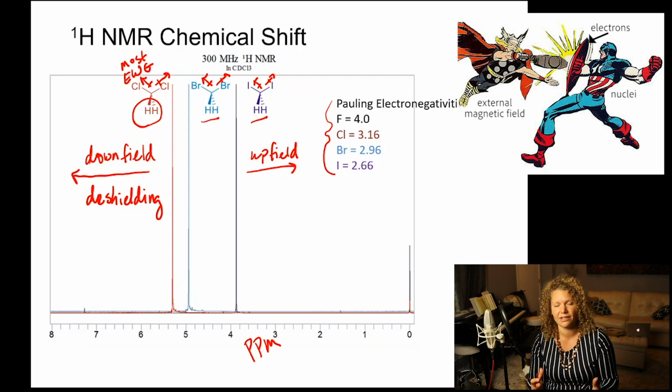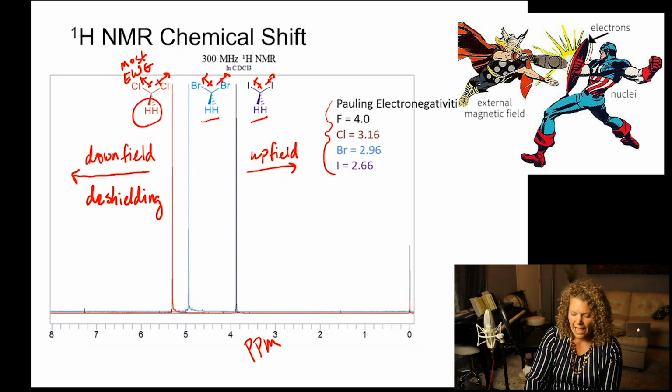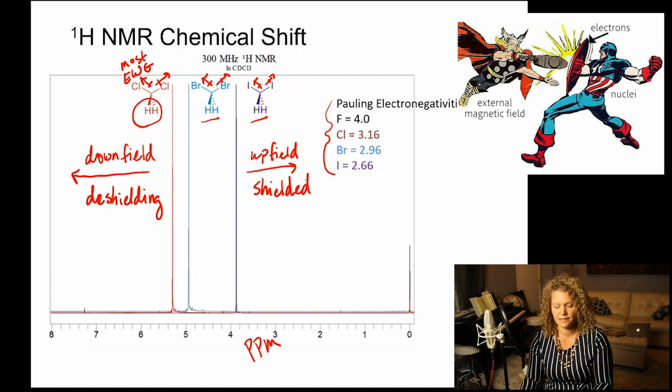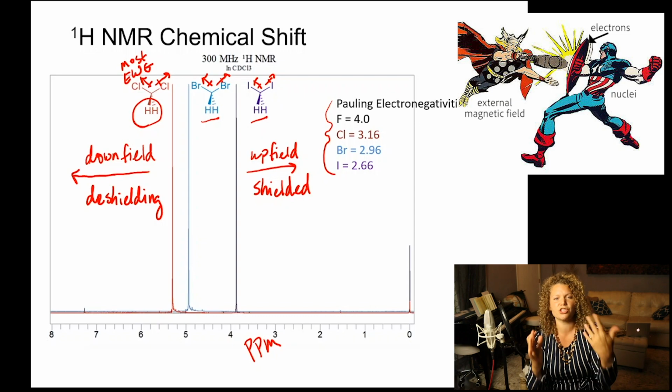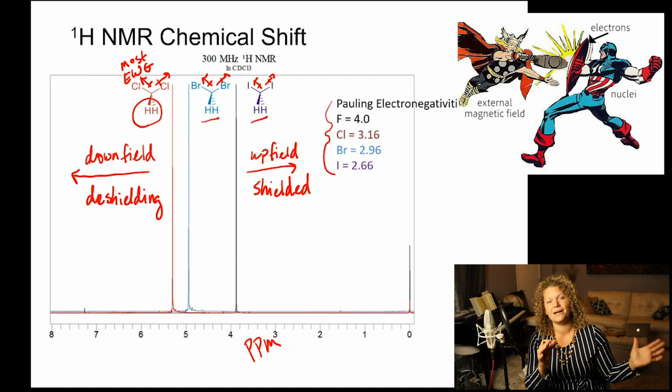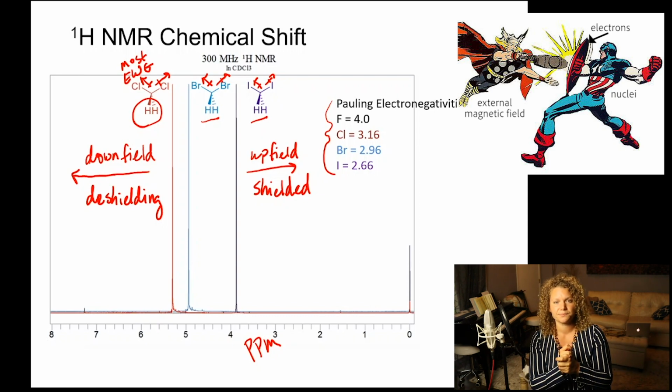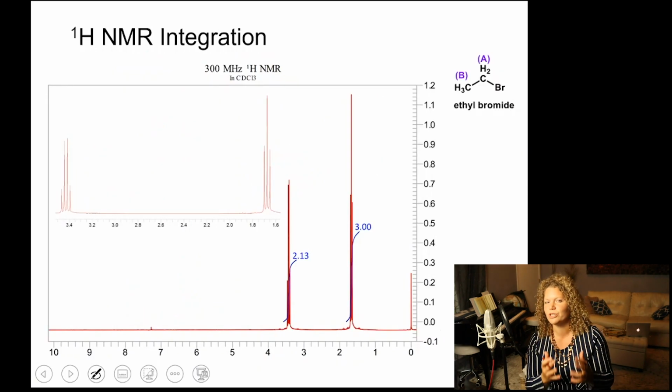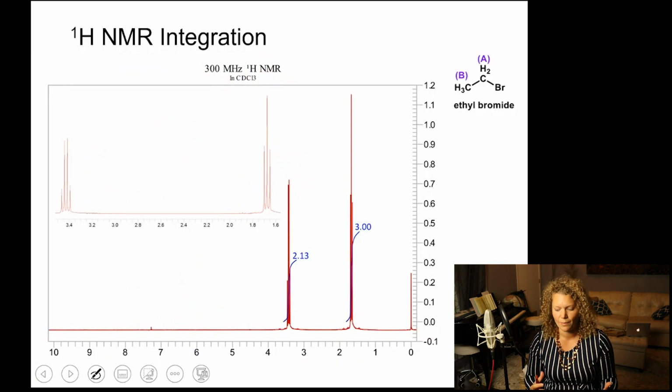Iodine is less electron withdrawing. Anytime you have an upfield shift, you would say that the atoms for this signal are shielded, are more shielded. They have more electron density around that atom, which shields it from the external magnetic field.